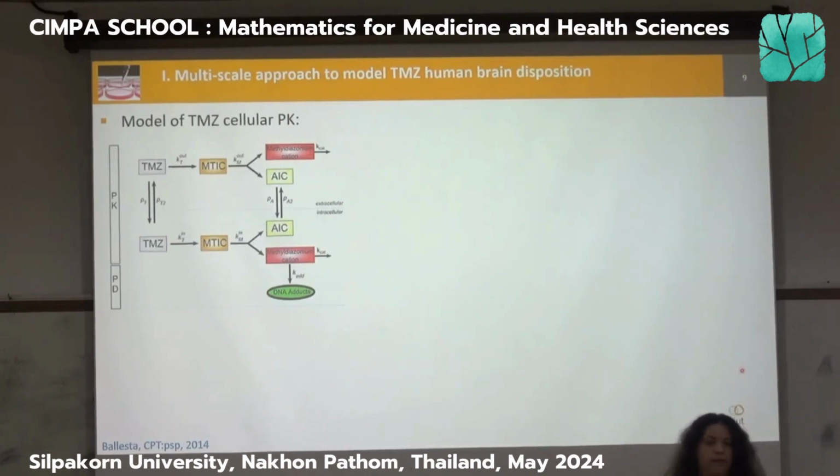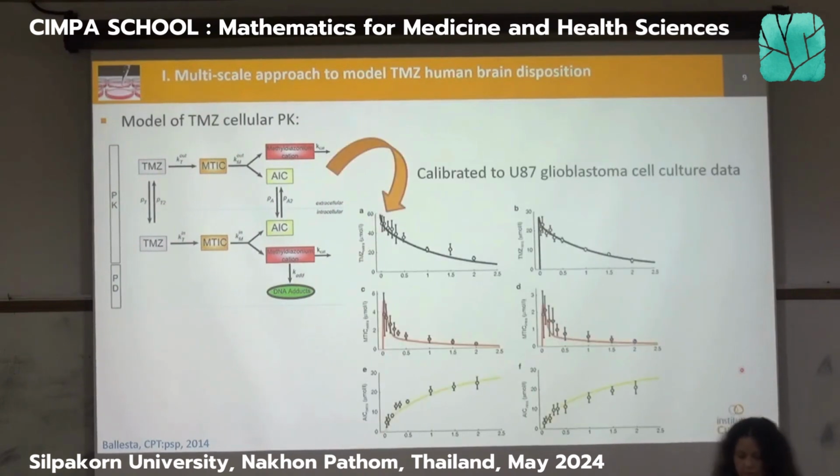Okay, so we do have a model and it is designed. So again, let's go to parameter estimation. Here we are also very happy because we actually have the data. This is cell culture data in U87 cells, which are glioblastoma cells from human patients that can grow in vitro. Here I'm showing the data. The first column is for extracellular amount, and the second column is for intracellular amount. The first line is temozolomide, second MTIC, and third is AIC over time.